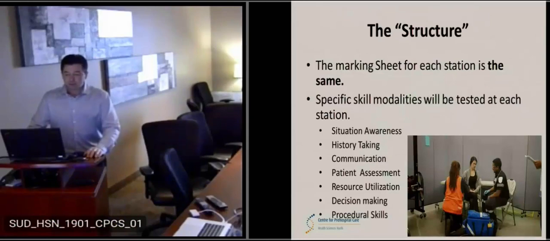The marking sheet for each station is the same, and the specific skill modalities tested at each station will be the 7 different domains. So again, situational awareness, history taking, communication, patient assessment, resource utilization, decision making, and procedural skills. Those are the 7 domains that we're looking at evaluating each candidate on through each of the 7 scenarios. So again, evaluators will be looking specifically at those domains.